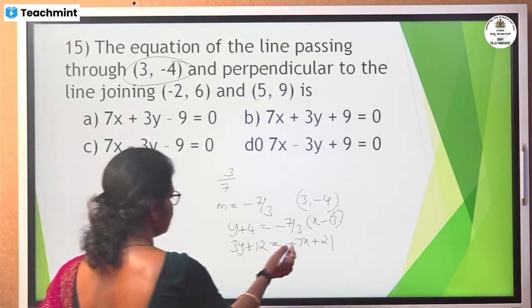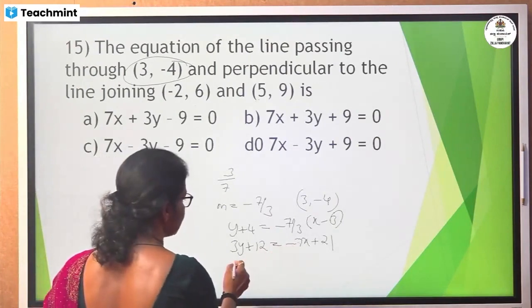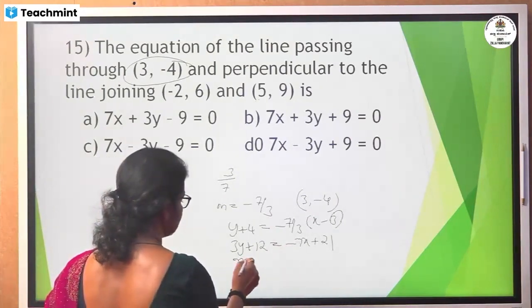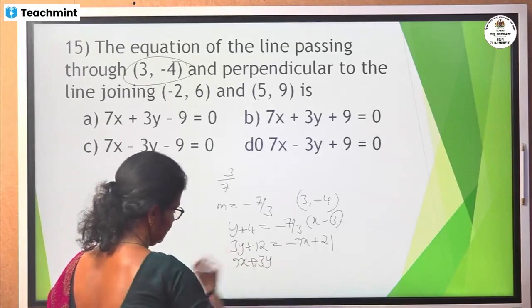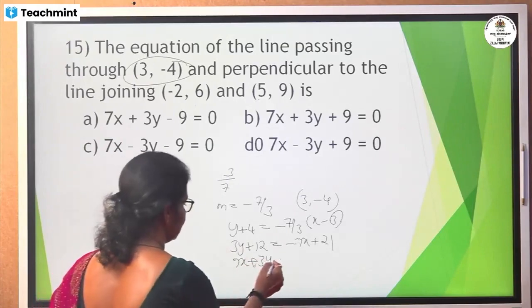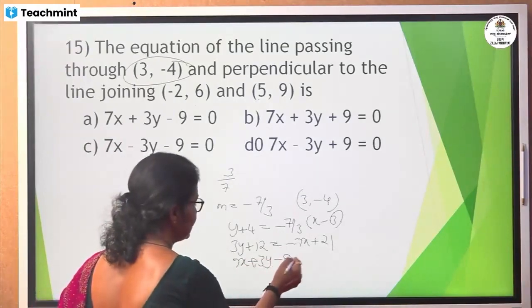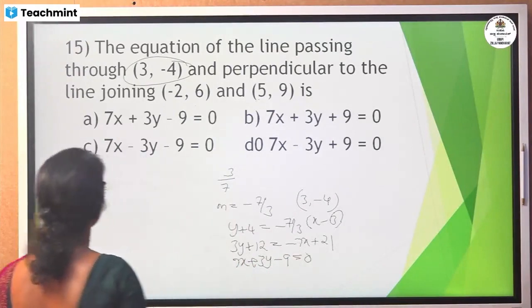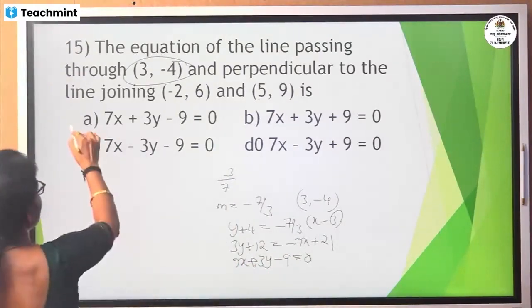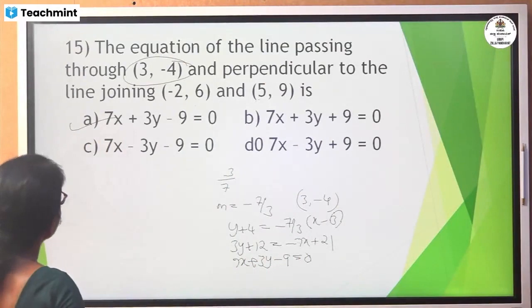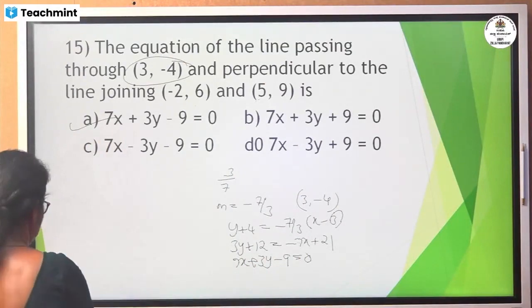Check back with this. If we shift this, this becomes 7x plus 3y minus 9 equal to 0. 7x plus 3y minus 9 equal to 0. Next.